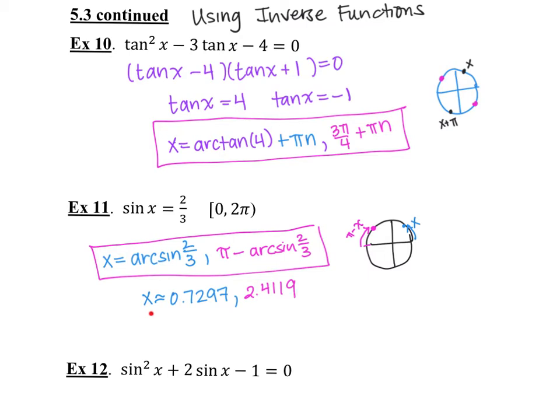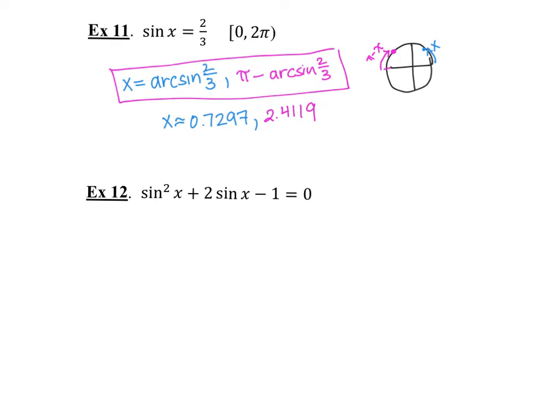If I did the sine of 0.7297, I should get about 2/3. And if I did the sine of 2.4119, I should get about 2/3. So that is a nice way to confirm your answer for things. Okay, now let's look at example 12.